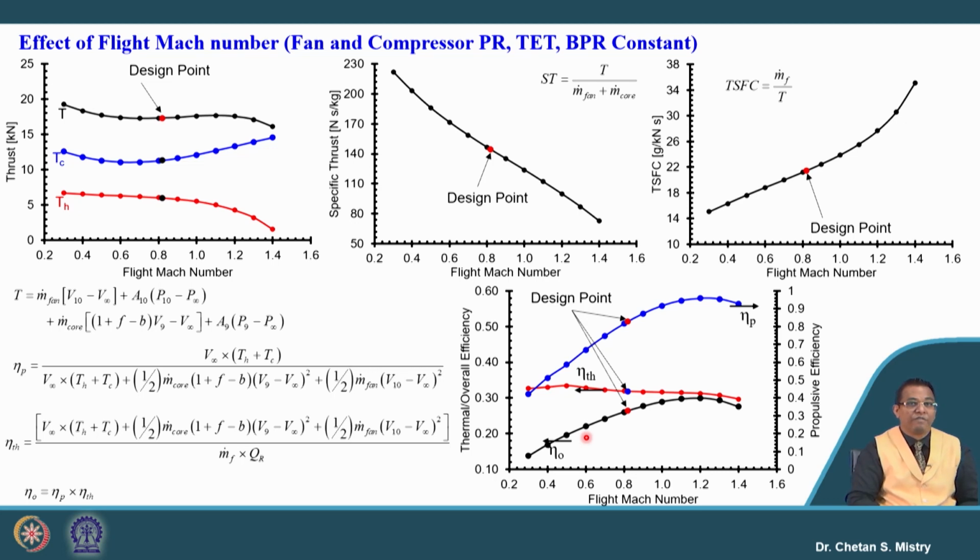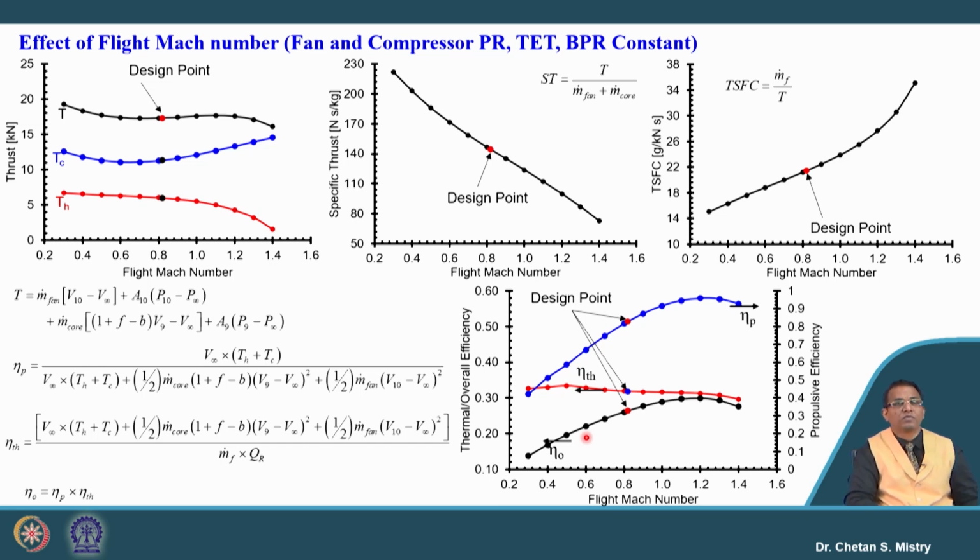We will be discussing very soon, where we say we want to optimize these results. We want to find the optimum value of, say, fan pressure ratio, the optimum value of compressor pressure ratio, and the optimum value of turbine entry temperature. And all this is what will result in improvement of efficiencies and improvement of specific fuel consumption. So, as we move forward, we will be discussing as and when required.